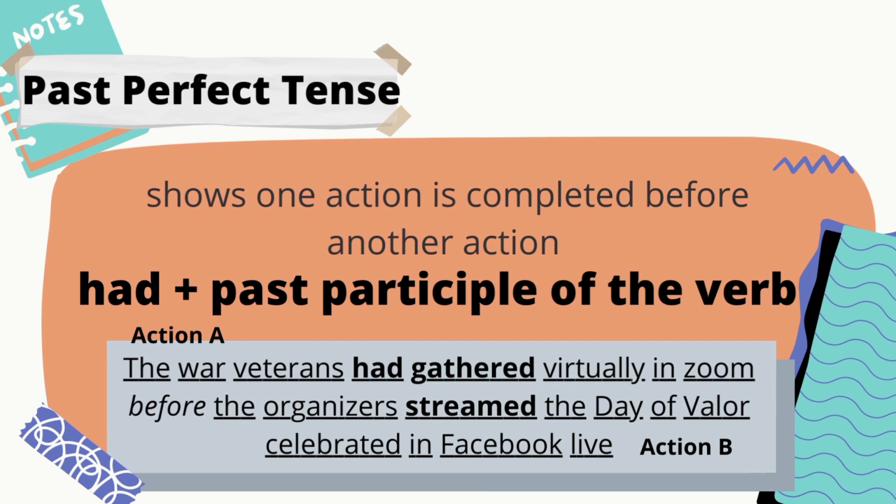In the first action, the verb used the past perfect tense: had plus the past participle of gather, which is gathered. On the second action, notice that the verb is in the simple past tense: stream plus ed. The time signal used in this sentence is before.